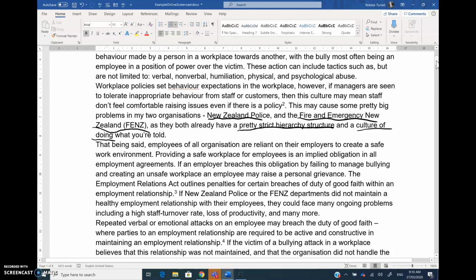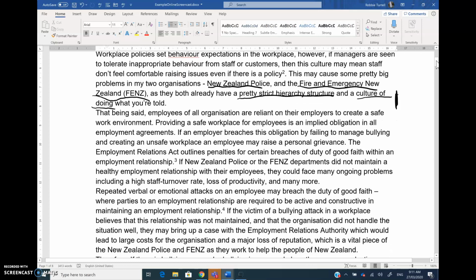Okay, I think really that could be expanded upon, right, to get some really strong evidence to explain why they have a strict hierarchy, why there's a culture of doing what you're told. Okay, what is it about these organisations? The fact that they deal with urgency, the fact that they have very clear chains of command, okay, very clear spans of control. All of these things could be very significant to take this up a little bit more. Anyway, let's continue.